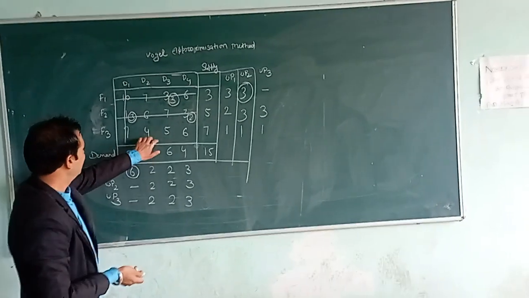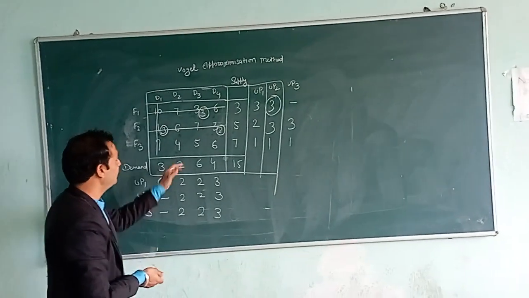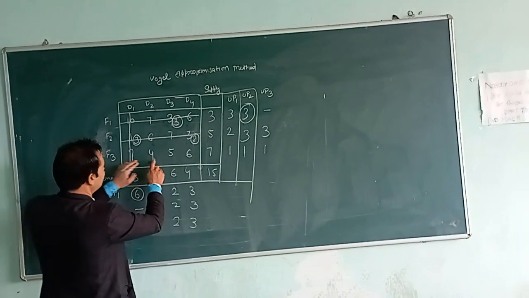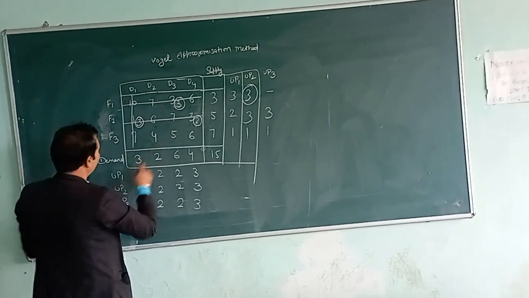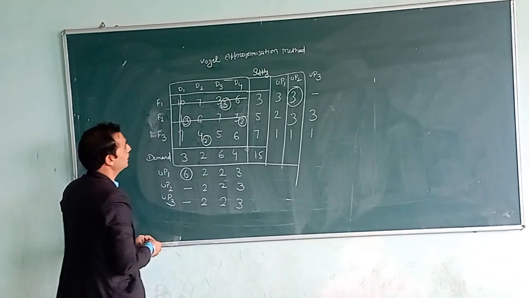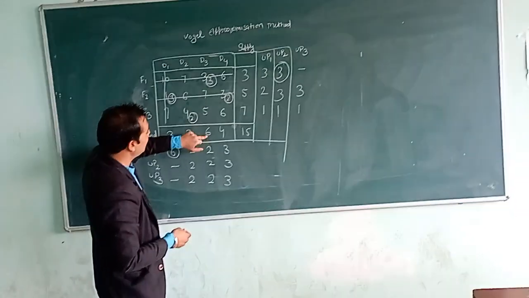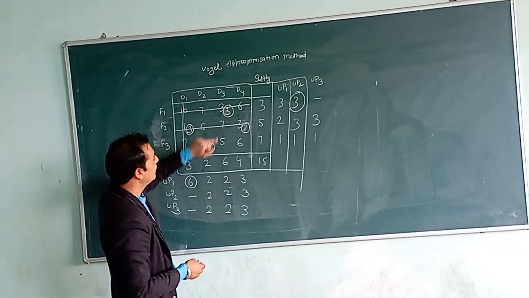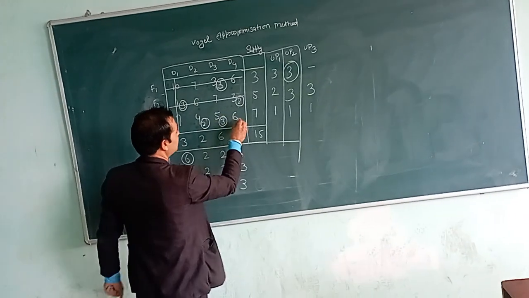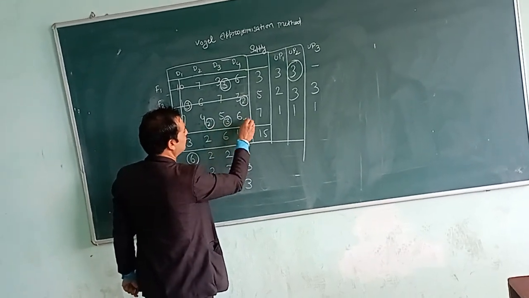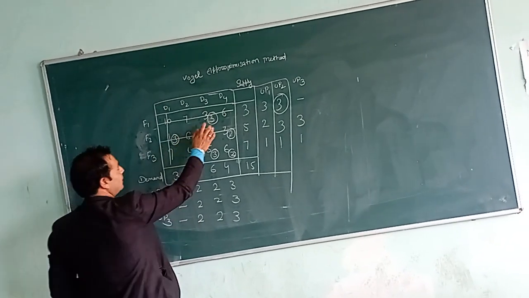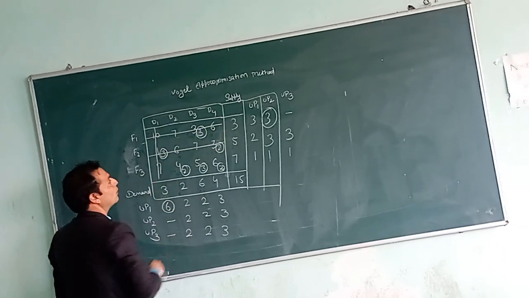We are left with only a single row, that's why we consider supply and demand directly. Here when we select this value, the demand is 2 and supply is 7. 2 plus 3 plus 5 is 7. This is the complete procedure, and these cells are known as occupied cells.